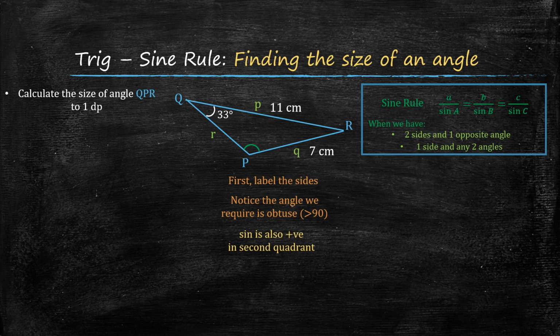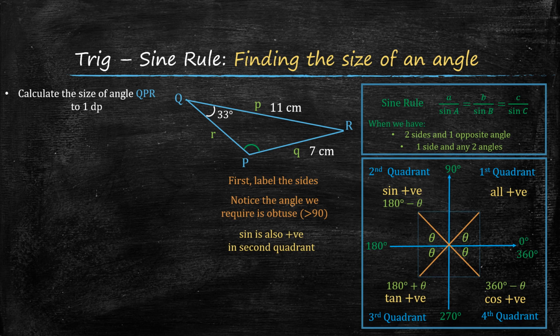Now sine is positive in the first quadrant, but sine is also positive in the second quadrant. And in the second quadrant, the equivalent angle is 180 degrees minus theta. So what we're looking to do is find the size of the angle in the first quadrant, then use the quadrant rules to find the equivalent angle in the second quadrant.